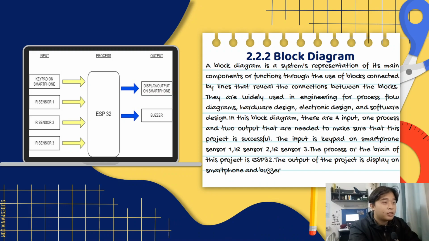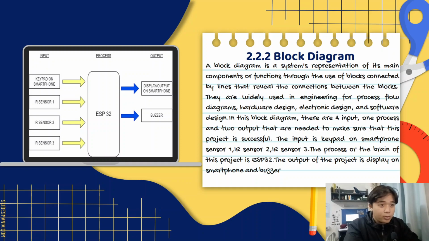So the next is the block diagram itself. A block diagram is a system's representation of its main components or functions through the use of blocks connected by lines that reveal the connections between the blocks. They are widely used in engineering for process flow diagrams, hardware design, electronic design, and software design.